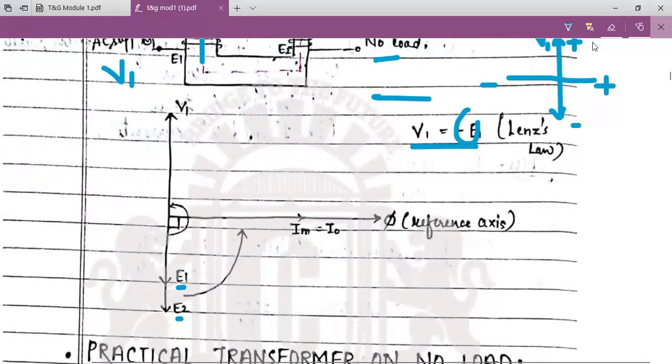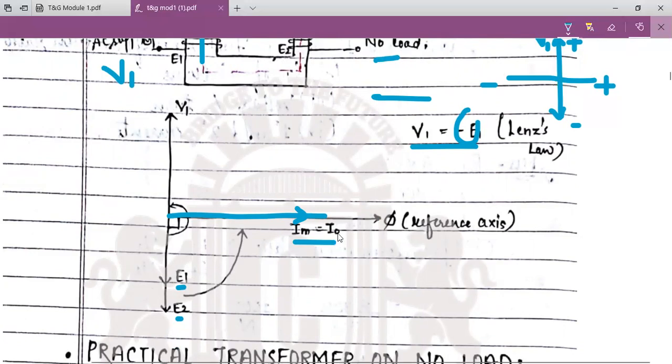So here the reference is flux, so I'll draw the reference first. By taking this flux phi as a reference, Im equals I naught. I'll come to this Im now. Im is nothing but I1, because I2 is 0 as there is no load.